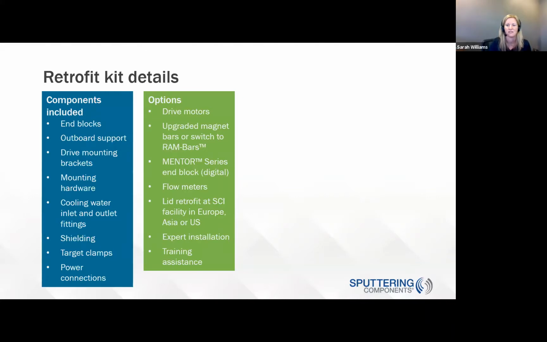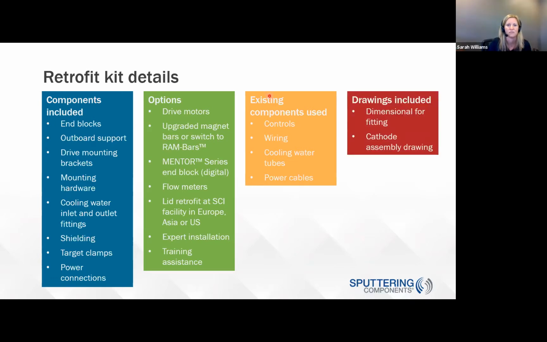So basically, we can figure out what's needed either in person or virtually. You can just see here, I'd mentioned we use these existing components, and we can supply the drawings for verification.